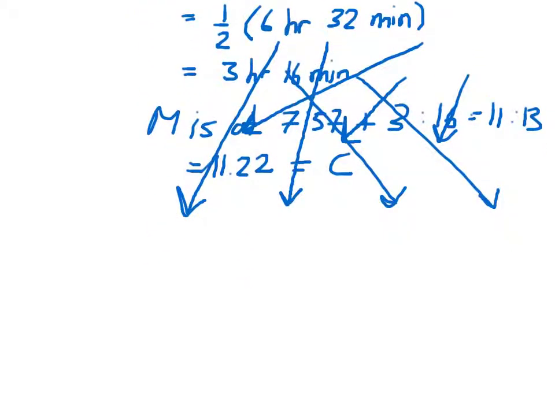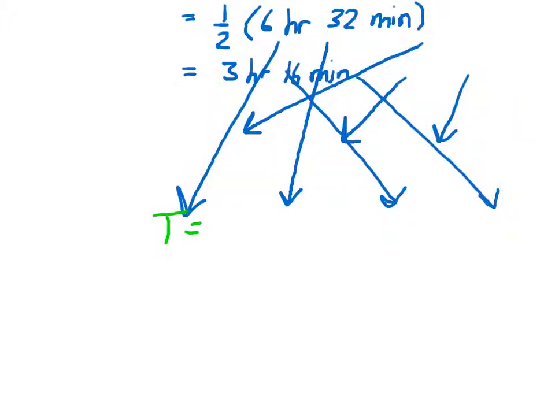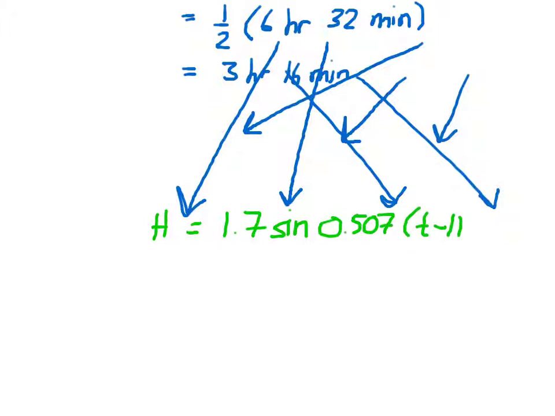Therefore, my final model is going to be H equals A, or 1.7, sine B, which is 0.507, times T minus C, which is 11.22, plus 5.5, which is D.